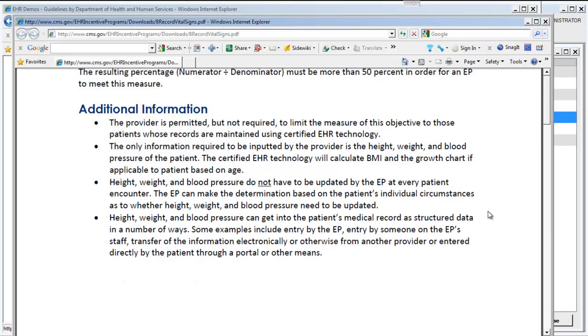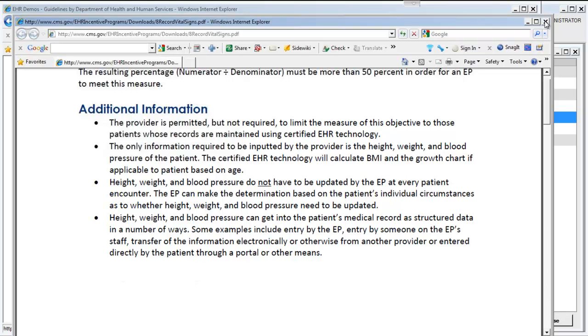Again, you can limit this scope to the patients who are recorded in the EHR. So for example, if you are migrating to the EHR or in the current process of adopting the EHR, you do not need to include patients who are not recorded in the EHR. For this requirement, height, weight, and blood pressure do not need to be updated by your practice at every patient encounter. It's simply that they need to have one entry documented during the reporting period.